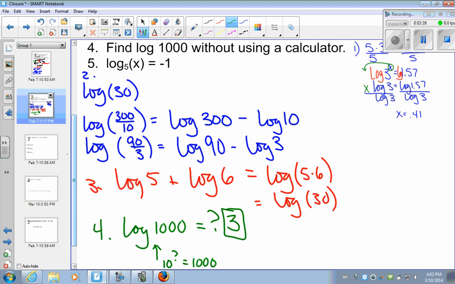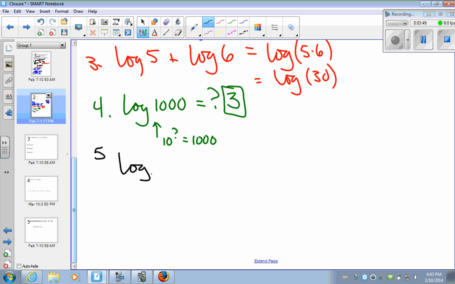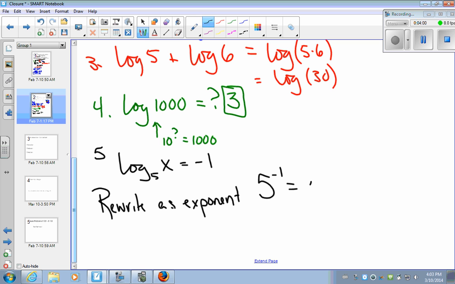And then the last problem on there, number 5, log base 5 of x equals -1. I would rewrite that as an exponent. So hopefully your team can figure out how to rewrite this as an exponent. 5 to the -1 equals x. And 5 to the -1 is the reciprocal, so I would just say 1 over 5. And I would not turn that into a decimal.